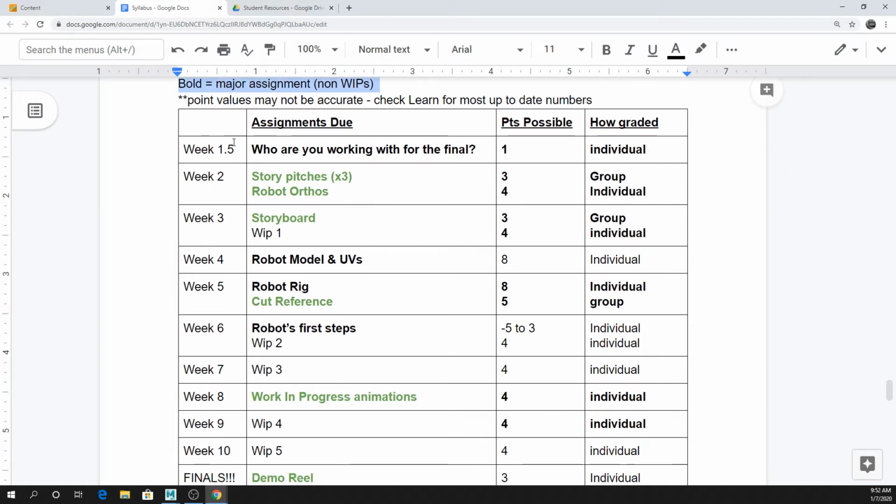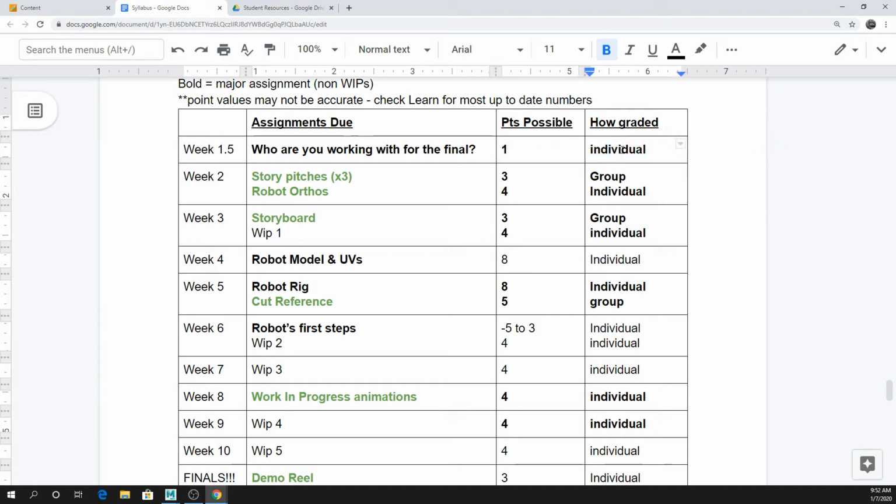So you can kind of see, I did break it down into week 1.5, so who you're working with for the final. That's actually due this Friday. It's super simple, just type the name of the people you're working with into Learn and submit it. But it also shows you the points possible for each assignment and how that is graded.